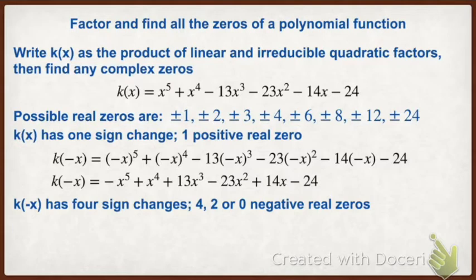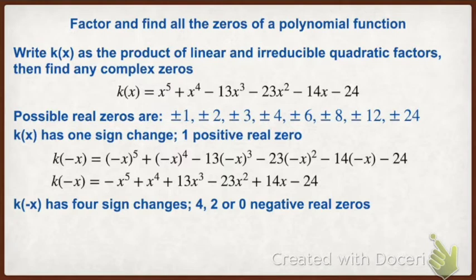So what I need to do first is list all of my possible real zeros. So you take all the factors of 24: plus or minus 1, plus or minus 2, 3, 4, 6, 8, 12, and 24. So those are the possible factors that we can get, real factors. Those are real zeros that are possible. Then, using Descartes' rule of signs, we're going to see how many positive and negative zeros we could have.